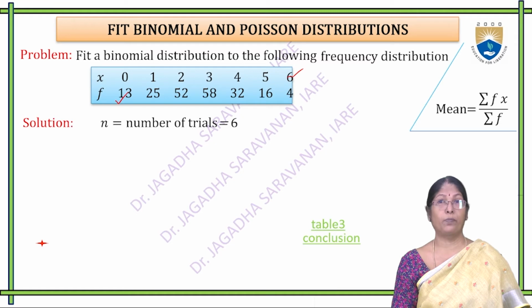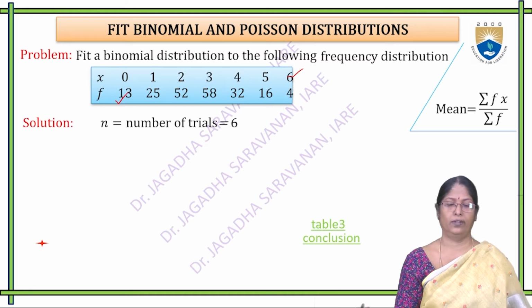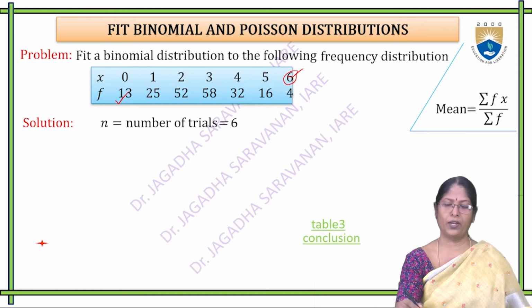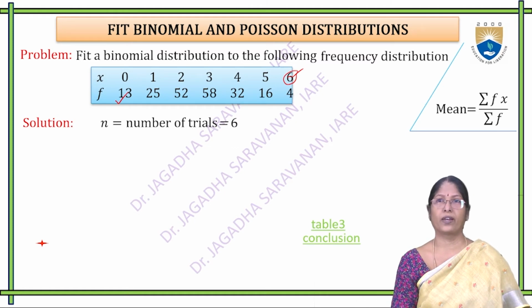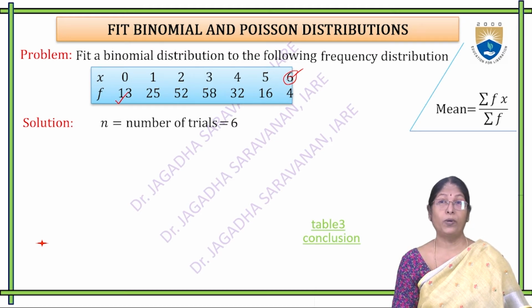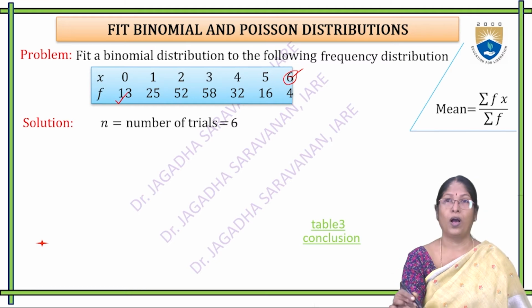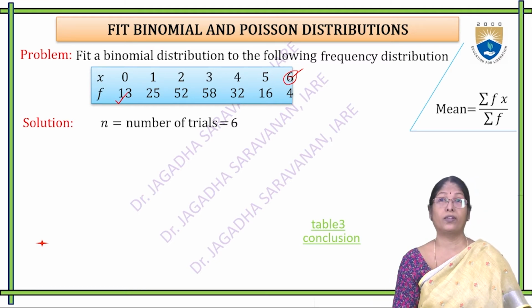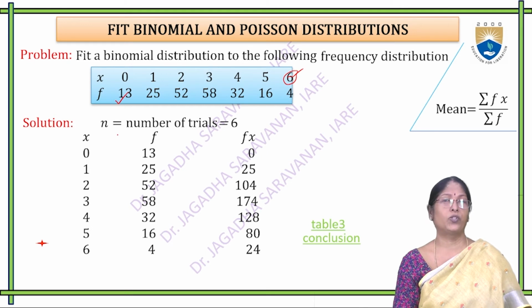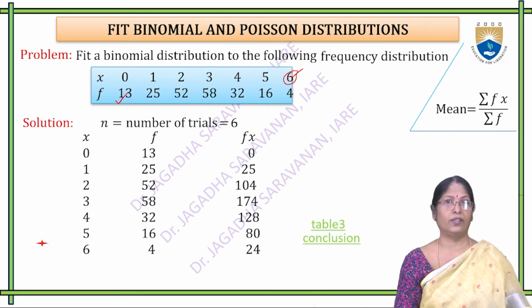So n equals the number of trials, which is 6, from the data. Here also, mostly the students make a careless mistake. The concept behind it is that in the binomial distribution, x takes the value from 0 to n. So 0 to, in our given problem, the last data 6. So the number of trials is 6. Now the data which are given horizontally, we listed vertically in the solution.